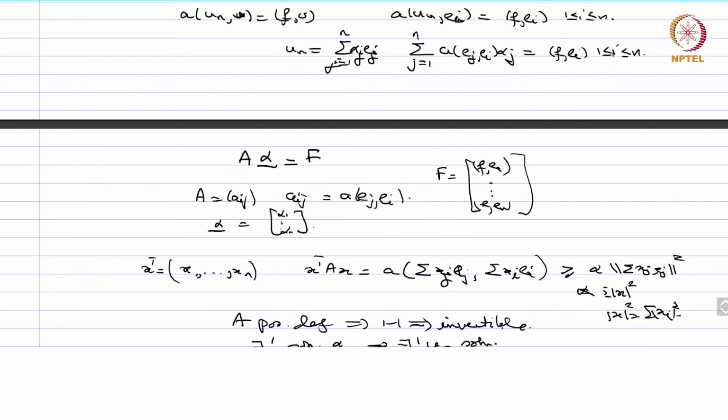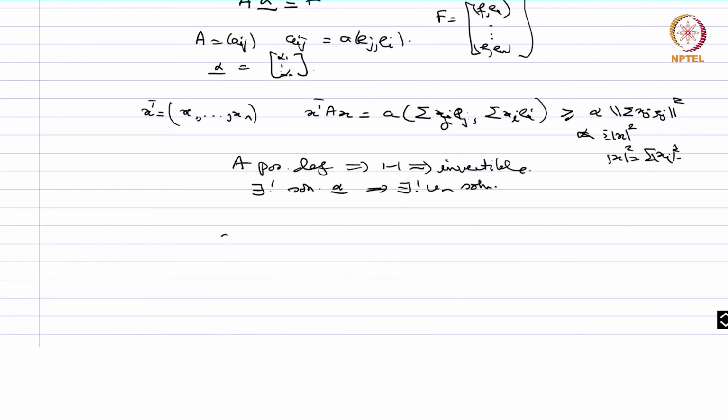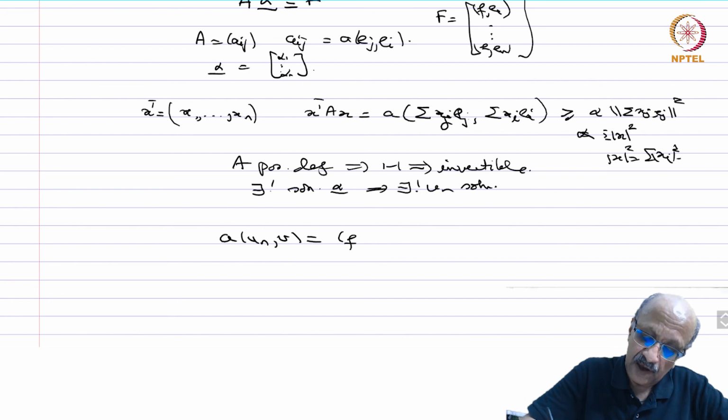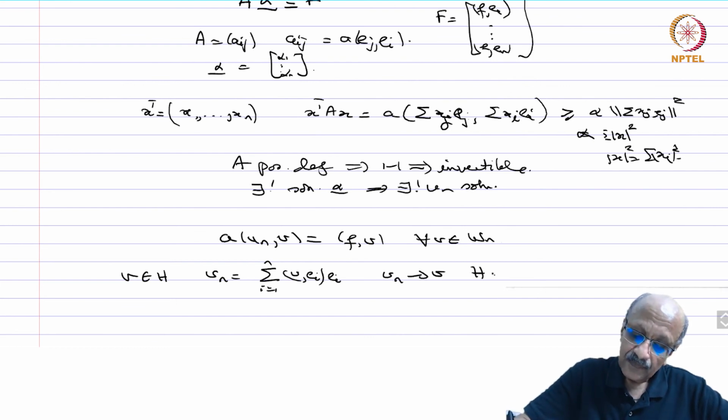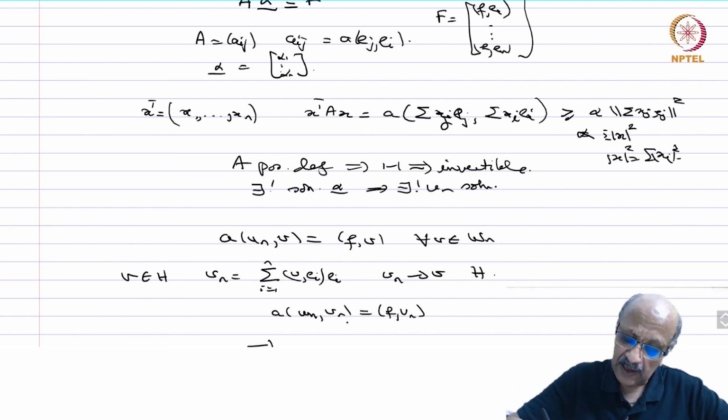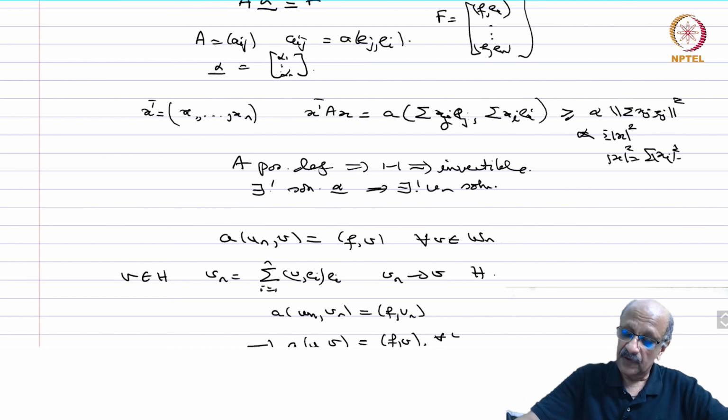And now, because you know un converges to u, you can also now prove the Lax-Milgram lemma. You have A(un, v) equals f(v) for every v in Wn. So given any v in H, write vn equals sigma i equals 1 to n (v, ei) ei, and therefore vn converges to v in H, and therefore you have A(un, vn) equals f(vn), and now pass to the limit, because A is a continuous bilinear form. This gives you un goes to u and vn goes to v, and therefore this gives you f(v), and therefore we have produced a solution for the original problem for every v in H.